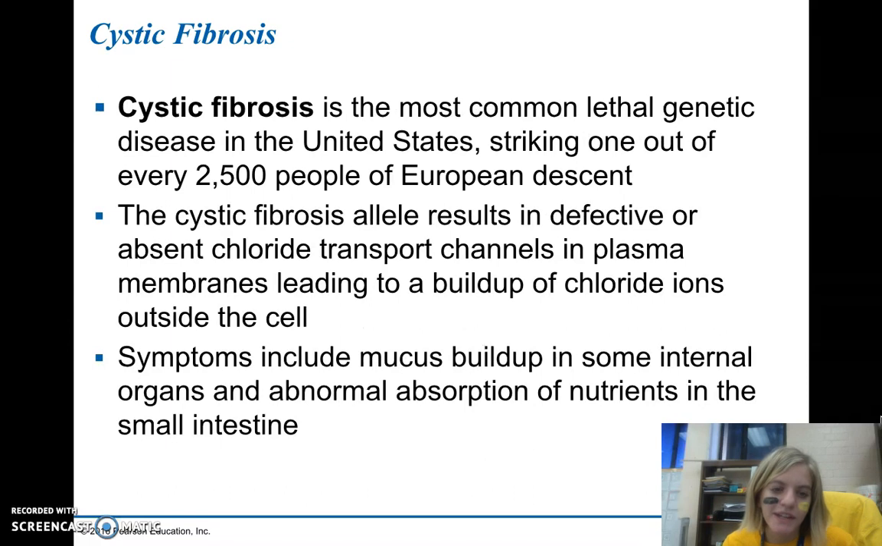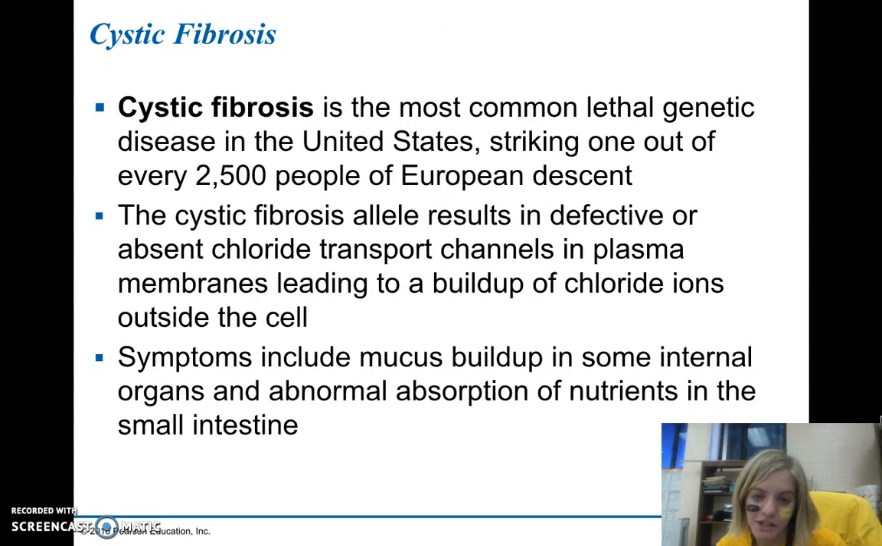Cystic fibrosis is a much more dangerous disease. It is actually the most common lethal genetic disease in the United States, and it is the result of a defective or absent chloride transport channel in the plasma membrane. Essentially, without this ion channel, mucus builds up in the internal organs, and the small intestine is not able to absorb nutrients. This is a recessively inherited disorder, so you have to have both copies of the recessive allele to express cystic fibrosis.